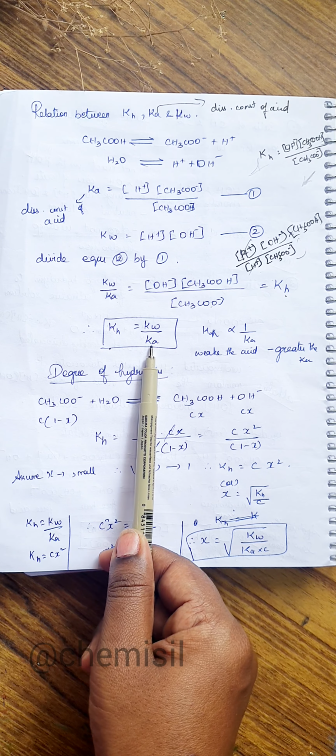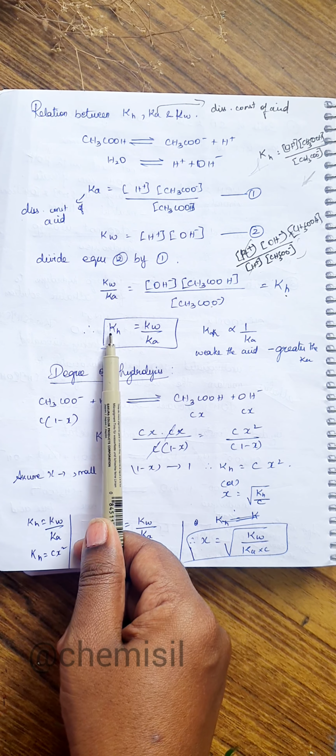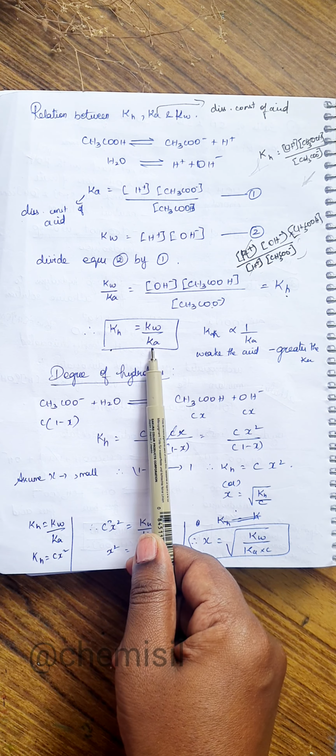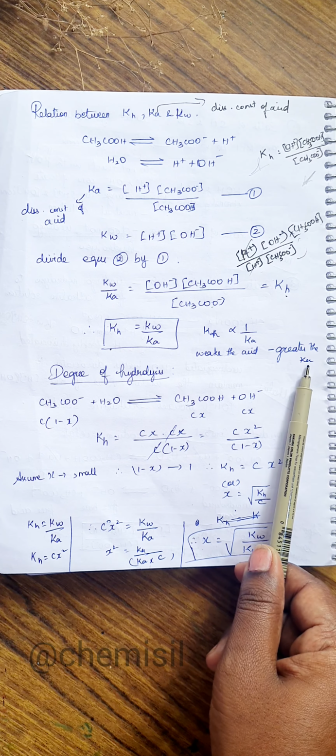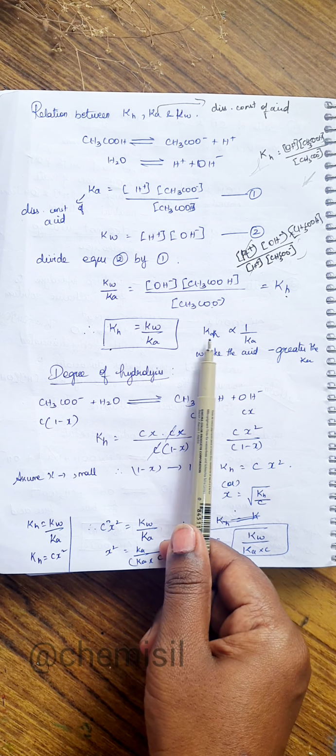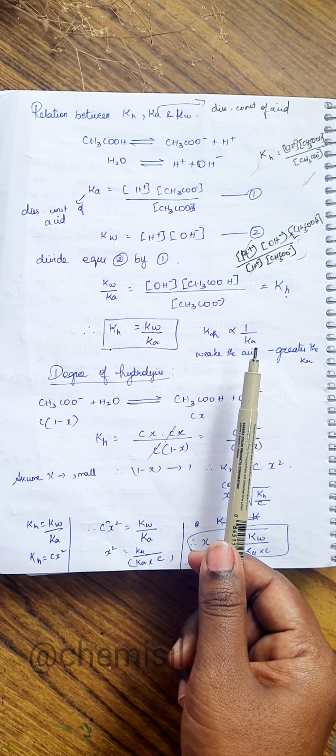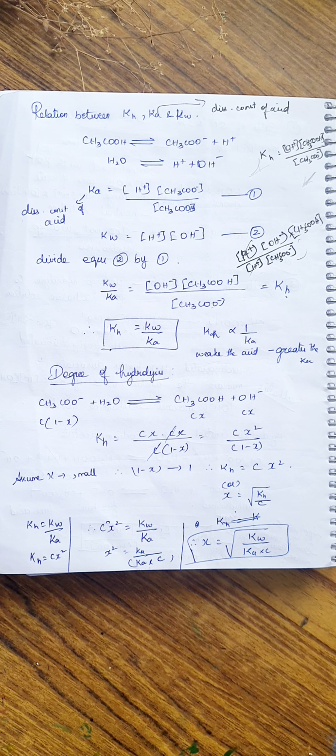For example, if the dissociation is going to be weak, then the hydrolysis constant will be more. So the weaker the acid, the greater the hydrolysis constant. How can you say? Because both of them are inversely proportional to each other. Hope you are able to understand up to this point.